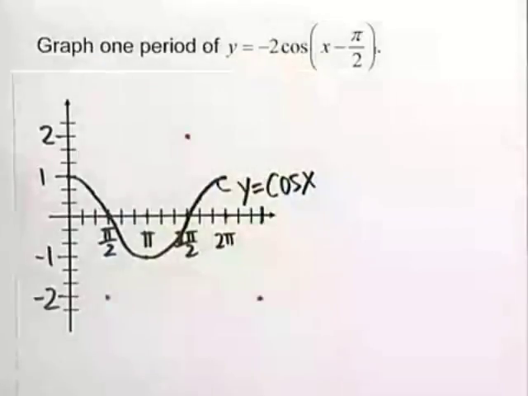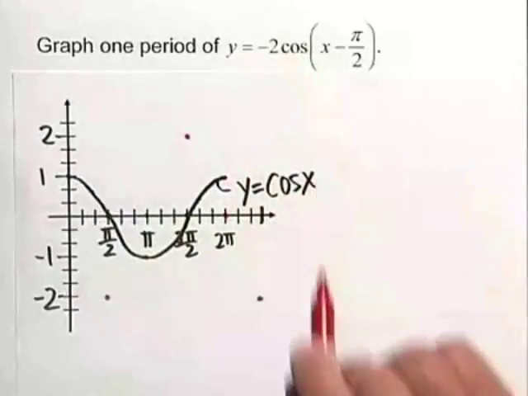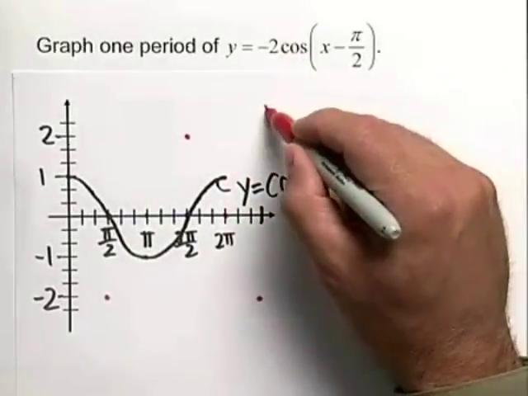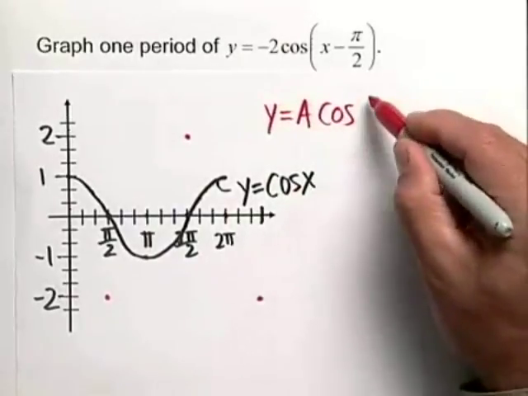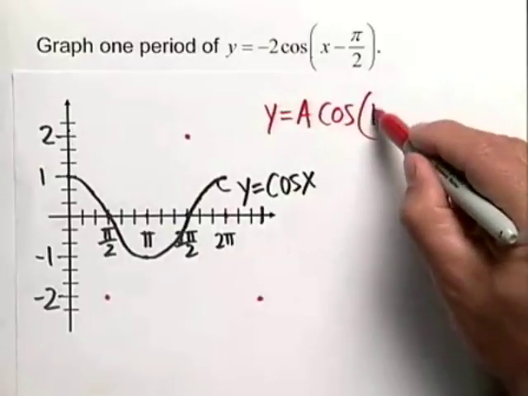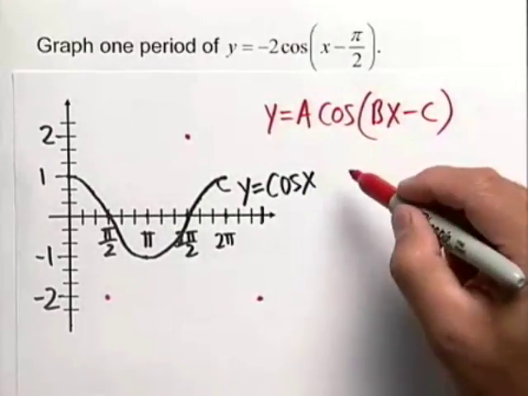Let's graph one period of a cosine function. We have -2 cosine the quantity x minus pi halves. This problem sets up of the form a times the cosine, in this case, of b x minus c. From this we can determine our amplitude.